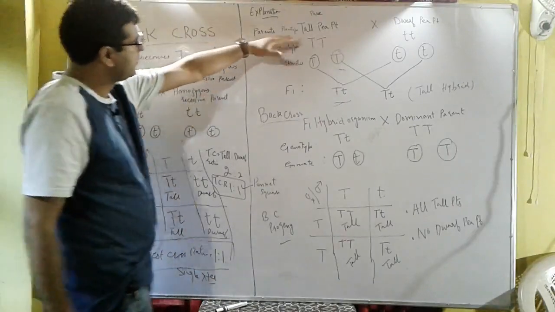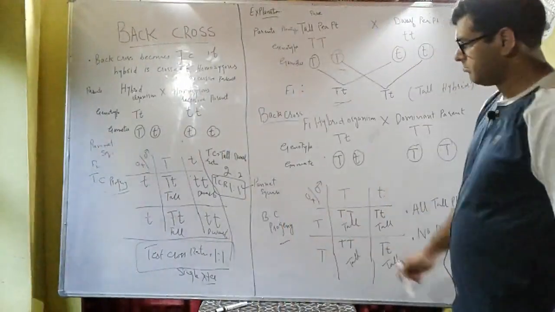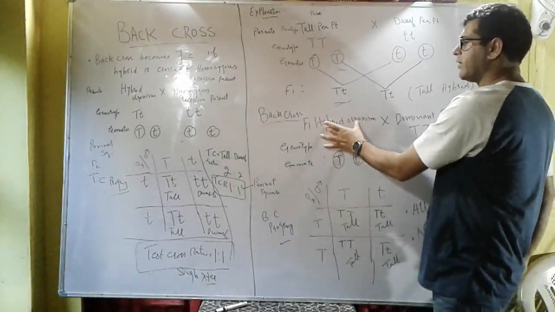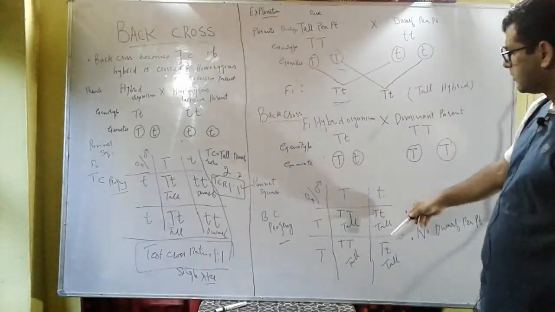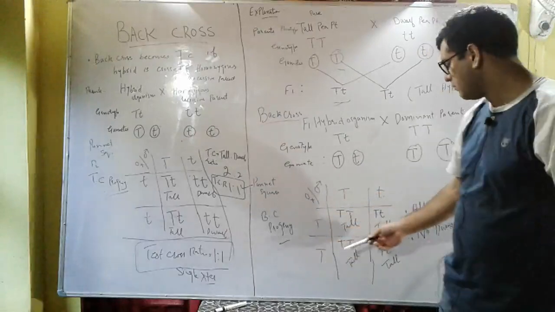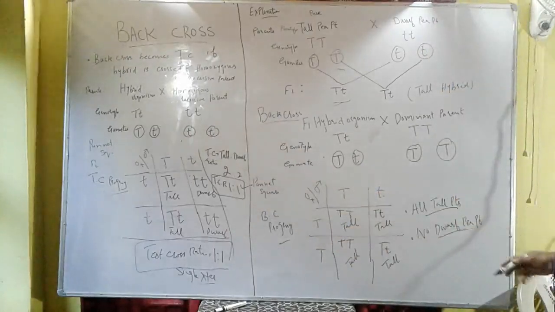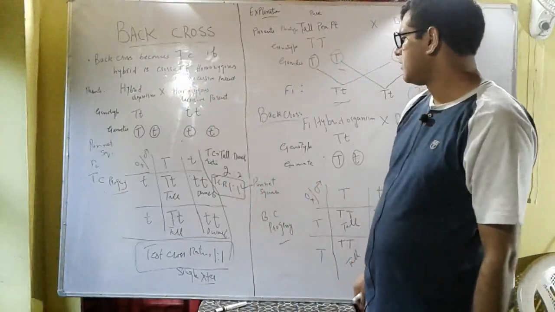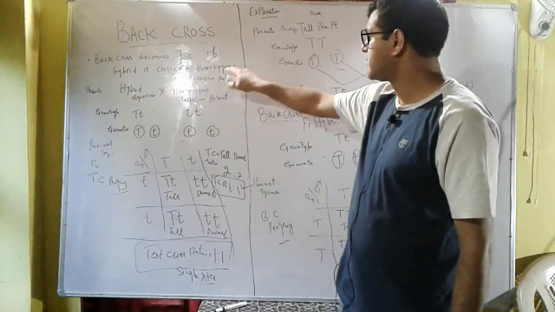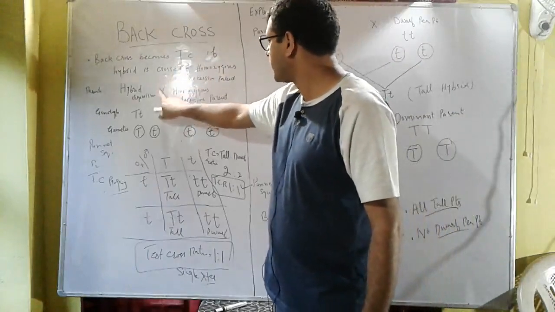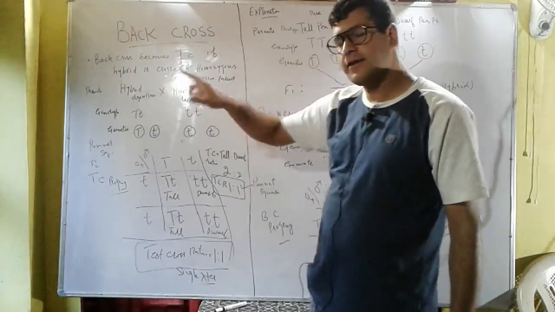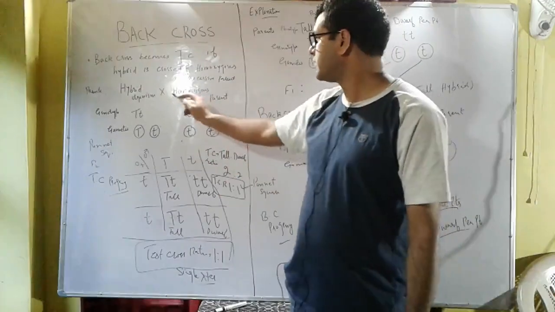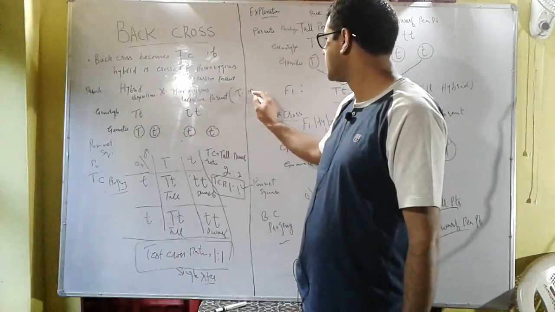Here we performed the back cross of the hybrid organism with the dominant parent. In the back cross progeny, in the F2 generation, we only obtained tall pea plants. No dwarf plant was present. Then we performed the back cross where the hybrid organism was crossed with the homozygous recessive parent. And if the back cross involves the homozygous recessive parent, this back cross is then called a test cross.